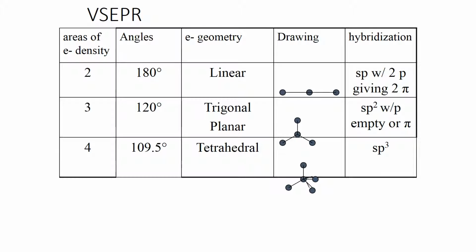If you have 4 areas of electron density, the bond angles are 109.5, the electron geometry is tetrahedral, and we have a drawing that looks something like this. It's very hard to draw it this tiny, but we'll be doing some drawing on the board in class. This right here is always going to be sp3 hybridization. All the p's are used up. There's never a pi orbital. It's all sigma bonds.